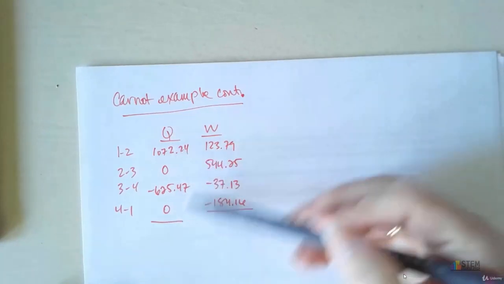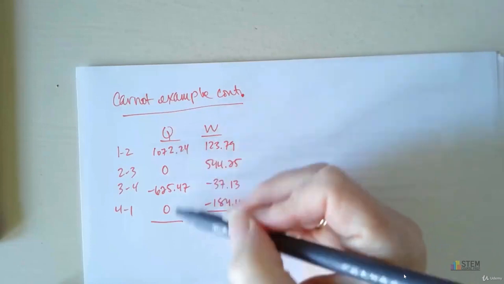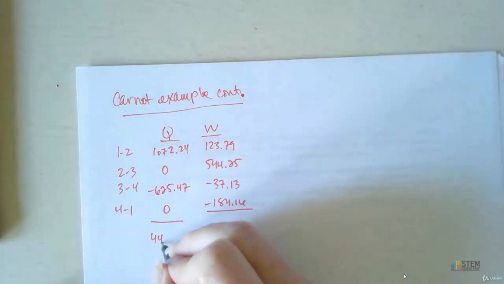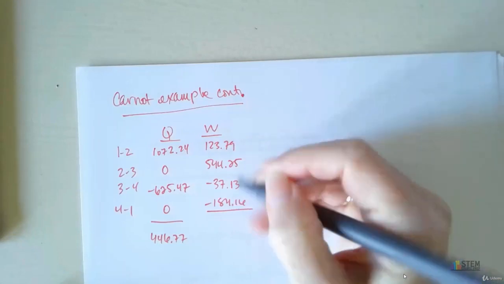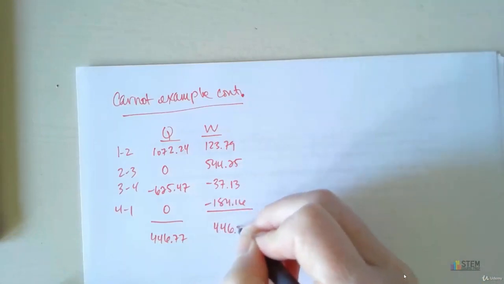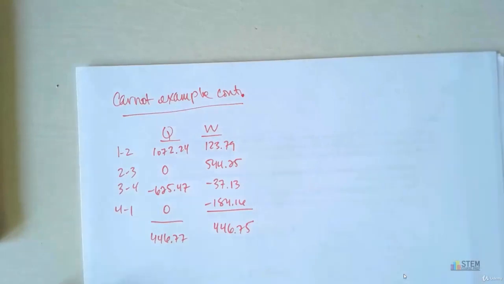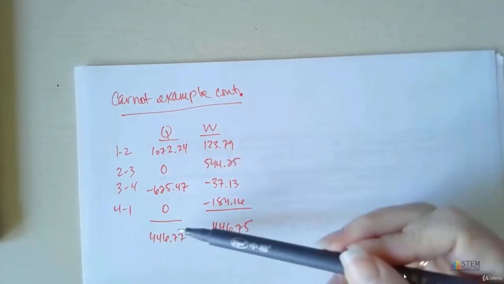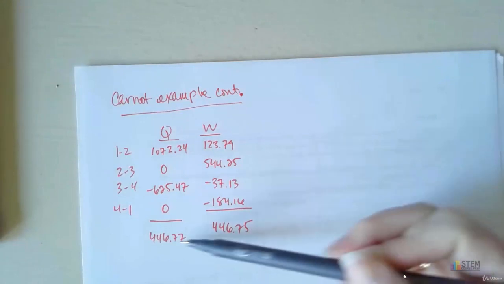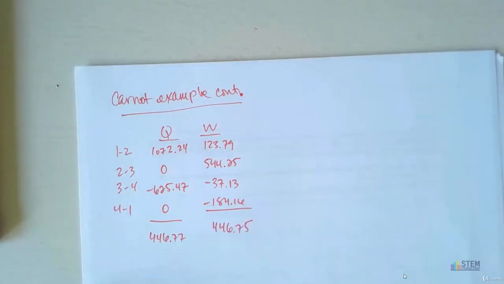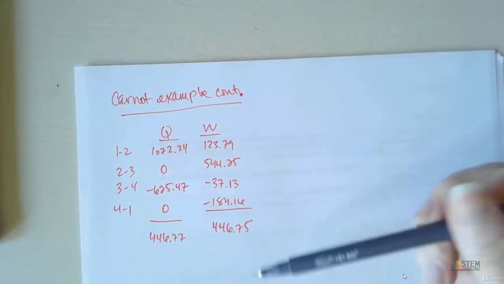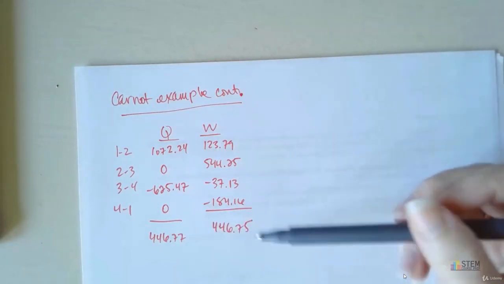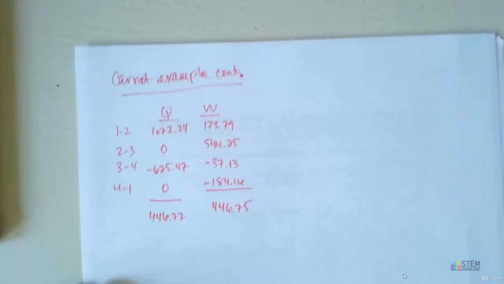Now what we're going to do is sum these up. The sum of this first column is 446.77, and for work, we got 446.75. All right, and they should be equal. I'm not sure why. It's probably my rounding, but remember the Q and the W have to be equal for energy balance. So this is probably due to my rounding, but we'll say it's close enough for now.